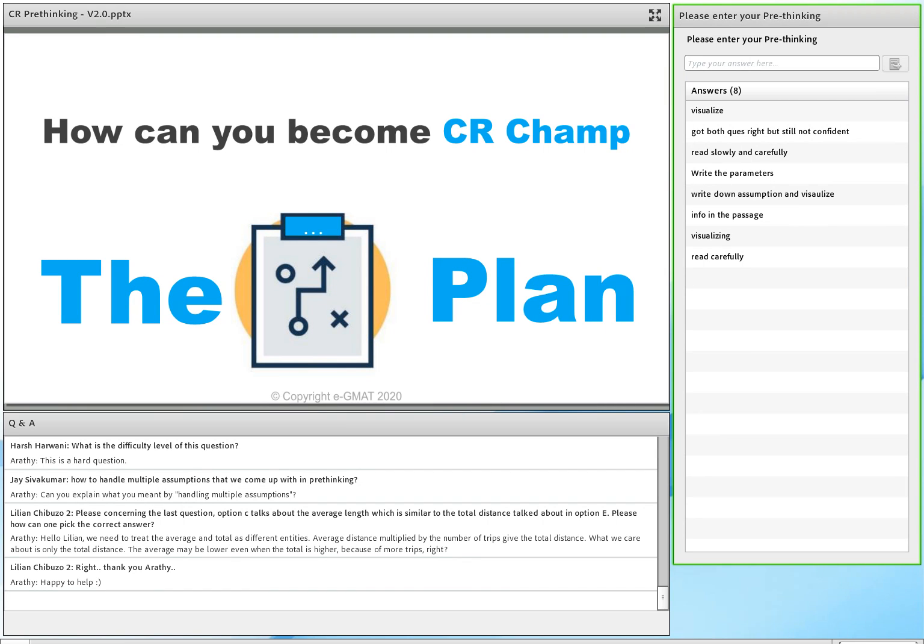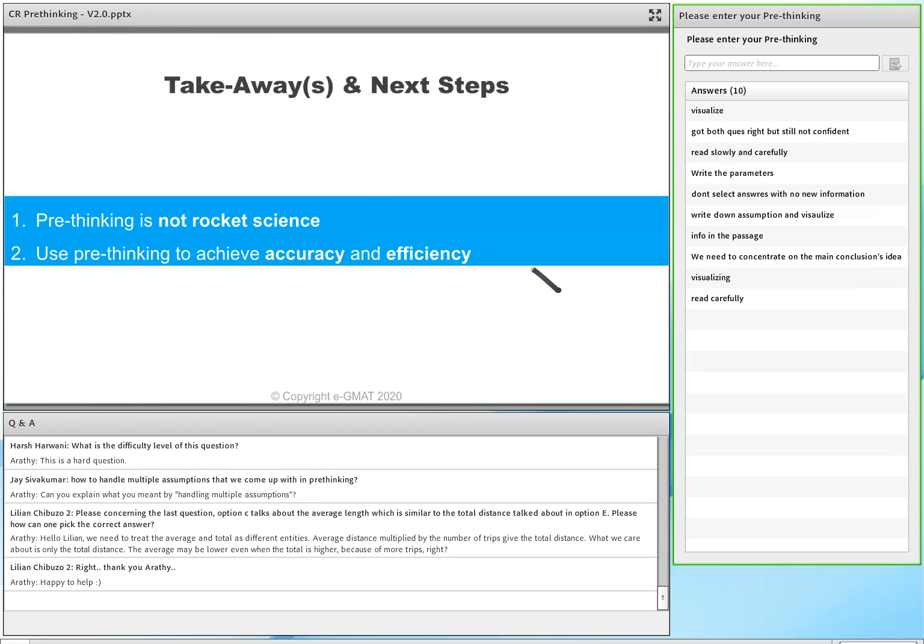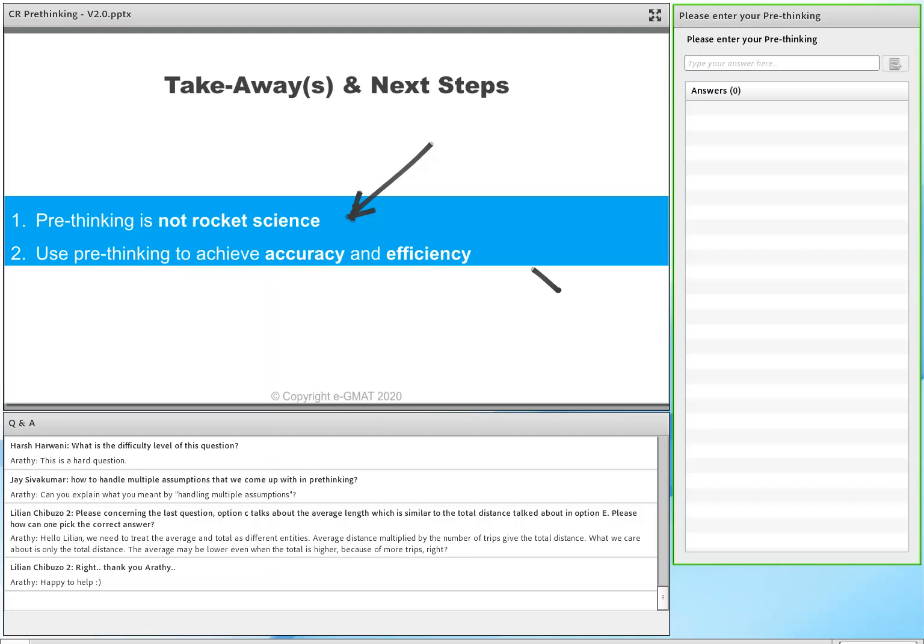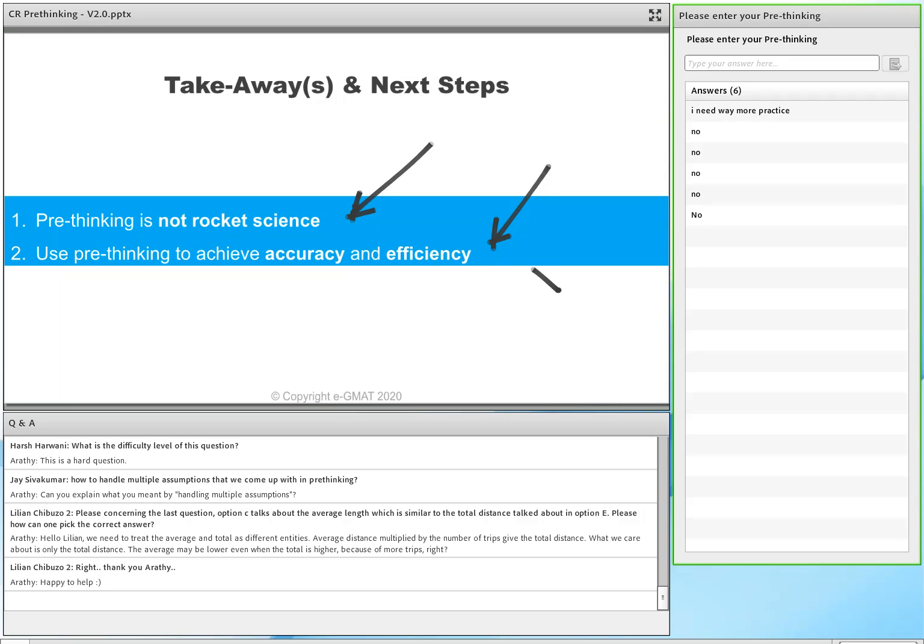And if you got both questions right but are still not confident, which means you are on the right path. That's good. People who excel don't give themselves a pat on the back very quickly because they constantly want to improve. That's a good trait. So the key thing is, this wasn't rocket science. It was simple logic. As long as you followed the method, you would have gotten the answer. And if you visualize and ask the pre-thinking question, you're going to be able to do this better and faster.